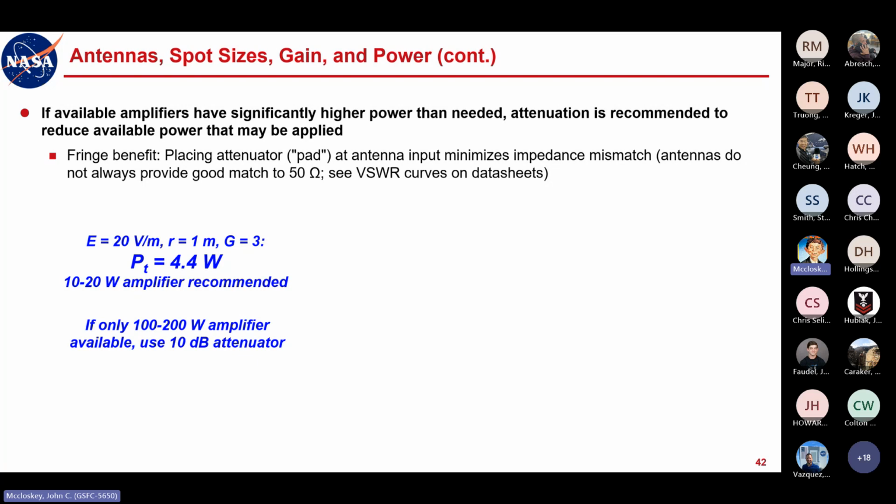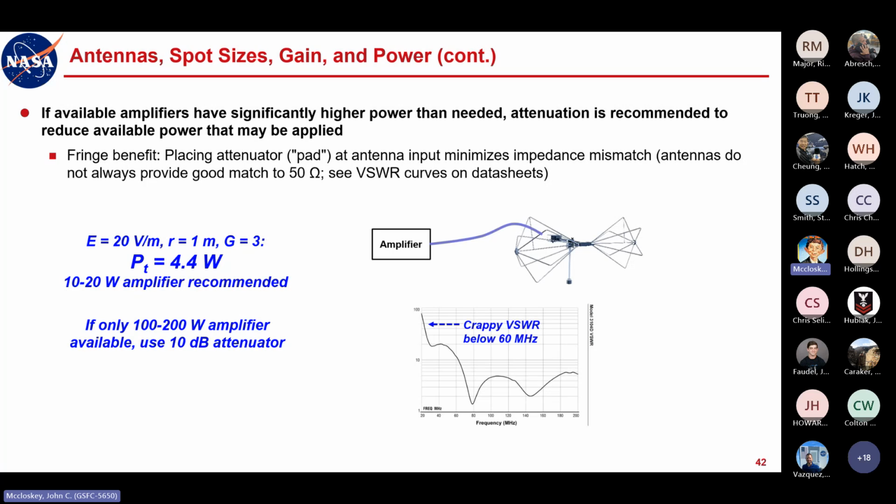I mean, electrically, you would think, well, what's the difference? And electrically, that's true. But if you're going to put an attenuator in place, if you put it at the antenna input, that will minimize the impedance mismatch. Because antennas do not always provide a good match to 50 ohms. Some of them are poor. And that's the example I'm going to show you here. Look at the VISWR curves on data sheets.